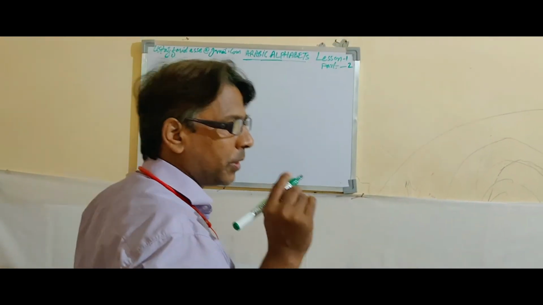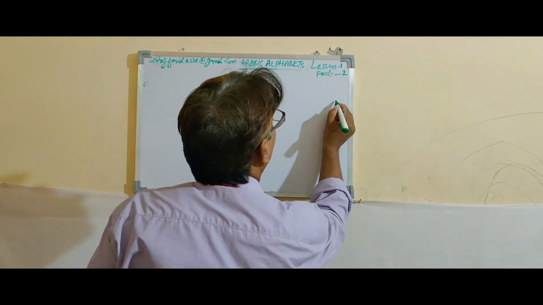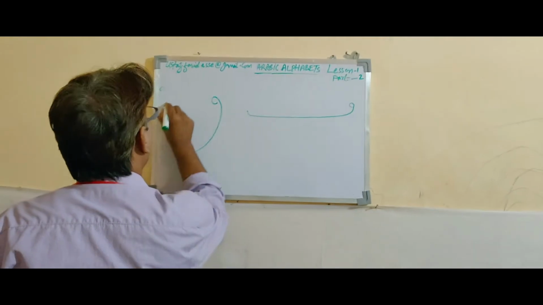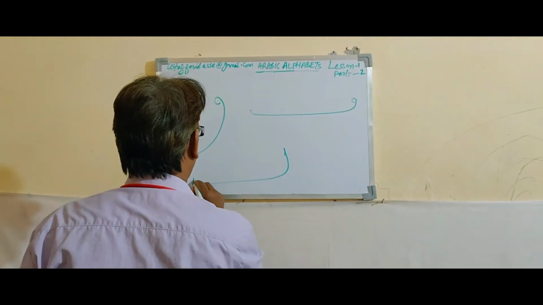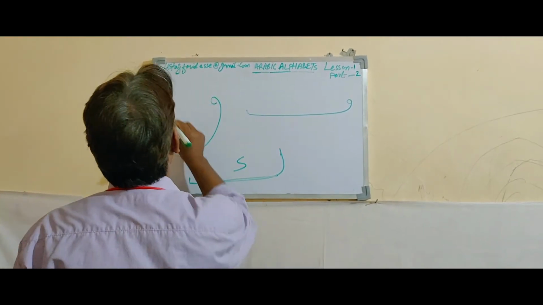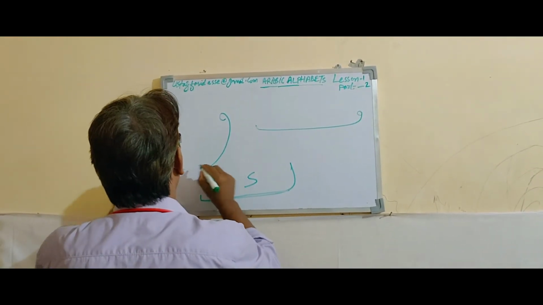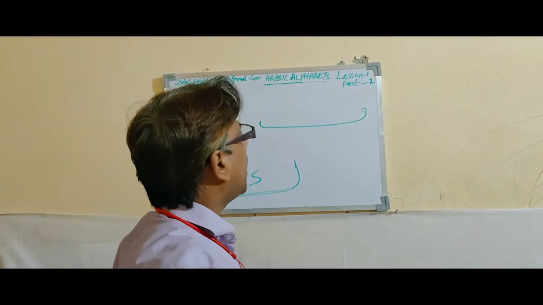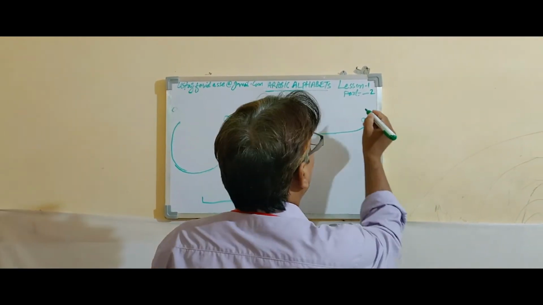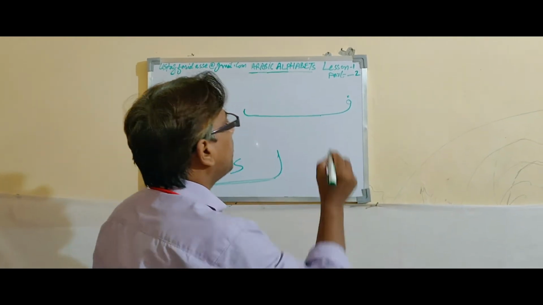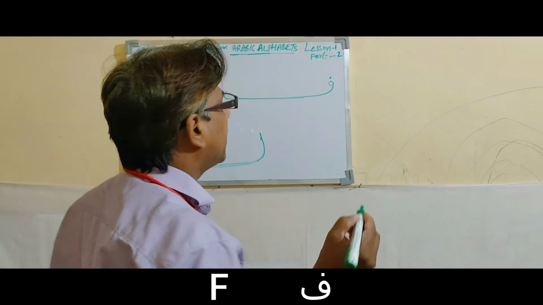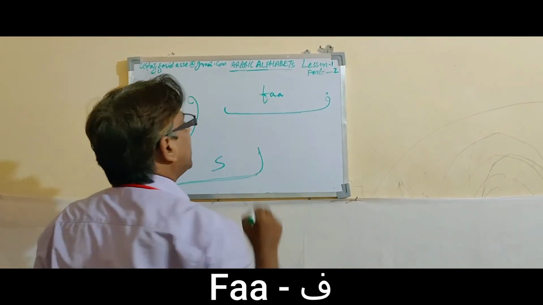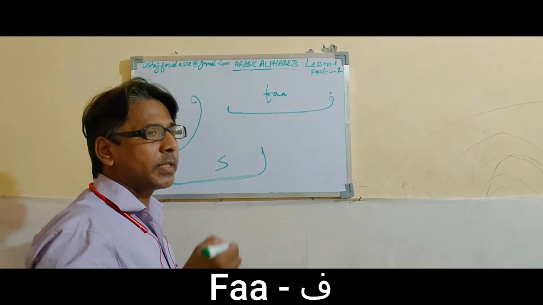Then after Ghain, three letters will be written in three different shapes. Now I am making three different shapes. This shape without any diacritical mark is nothing. If you put one dot upon this shape, it will become Fa. Its pronunciation in English is F-A-A, Fa. It is a light letter, so it can be pronounced easily.